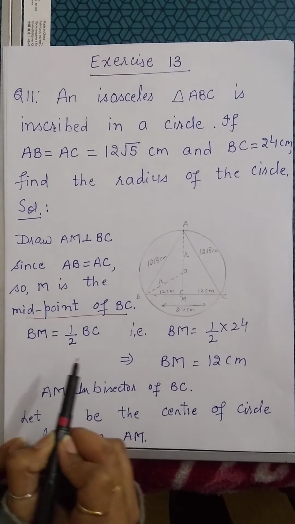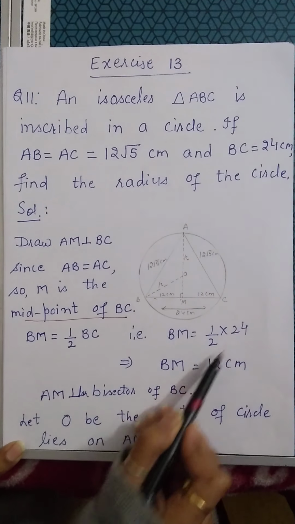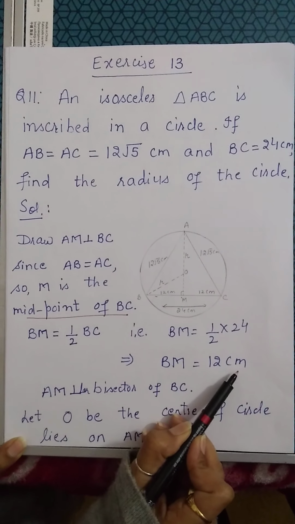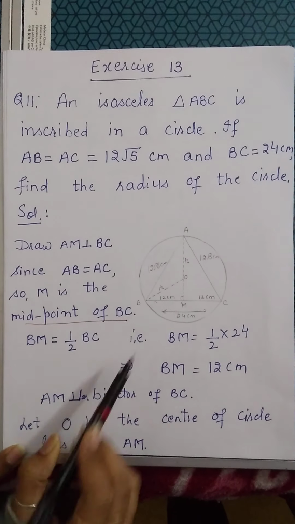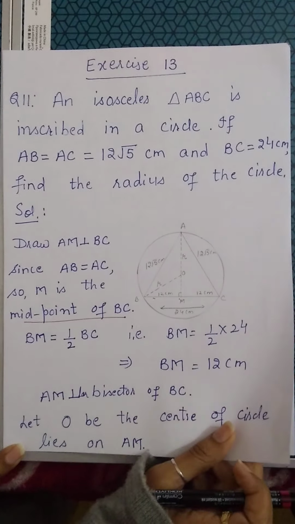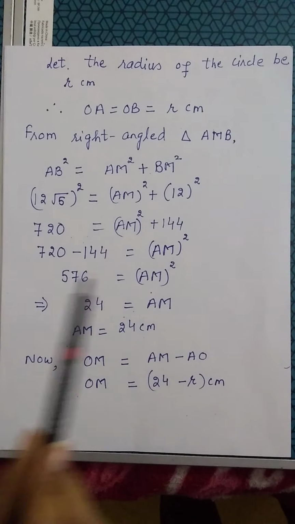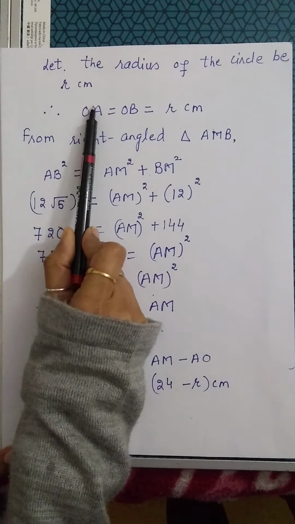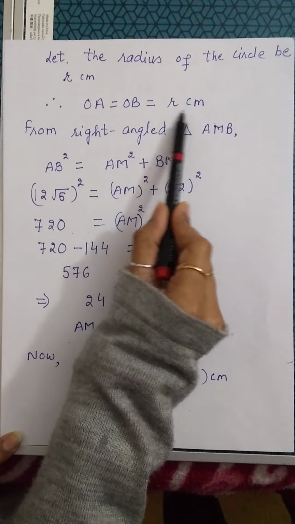So BM will be equal to half of BC, that is BM is half of 24, and BM is equal to 12 centimeter. Now AM is the perpendicular bisector of BC. I will let O be the center of the circle which is lying on AM. Now we'll let the radius of the circle be r centimeter. OA is equal to OB, that is r centimeter.